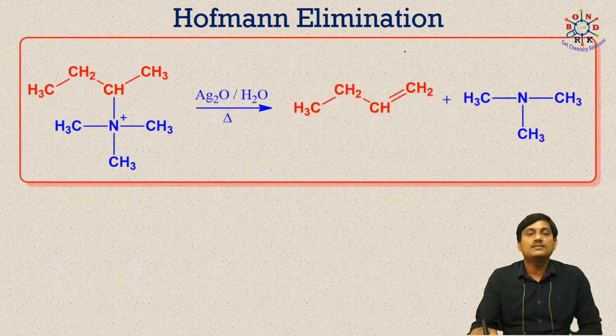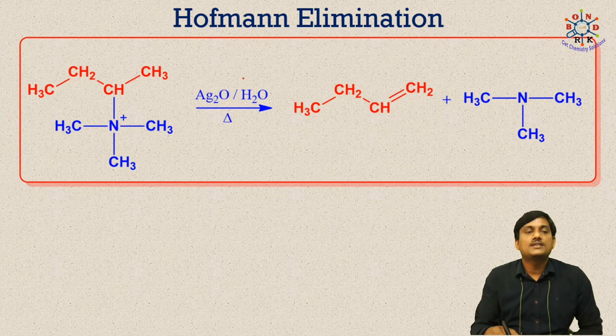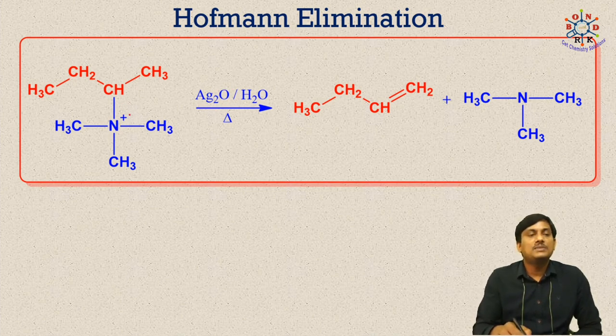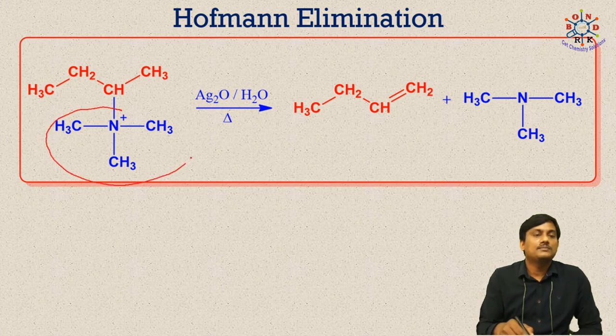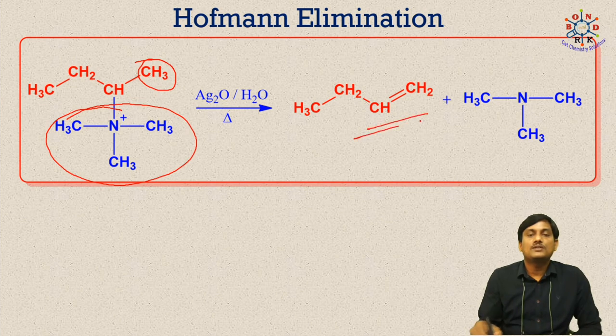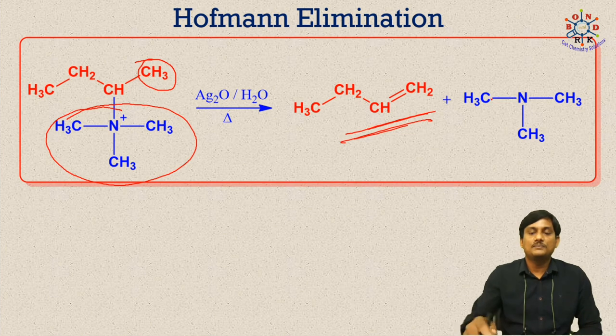Hofmann elimination reaction. In Hofmann elimination, we take quaternary ammonium salts. When you treat quaternary ammonium salts with silver oxide, there is an elimination of the tertiary amine group and a hydrogen, and the hydrogen is from the less substituted carbon, not the more substituted carbon. This is the product. You will get the less substituted alkene in case of Hofmann elimination. Hofmann elimination is exhibited by quaternary ammonium salts.